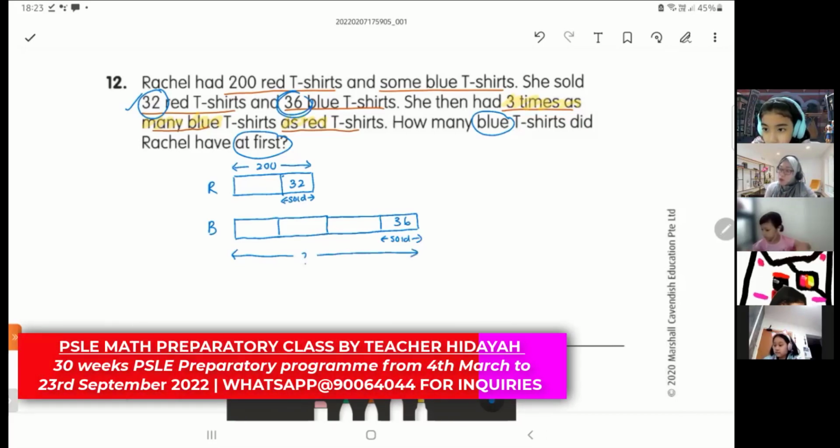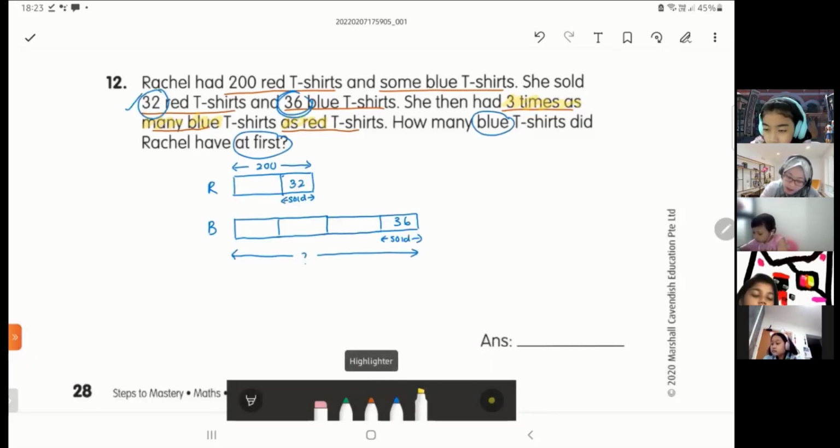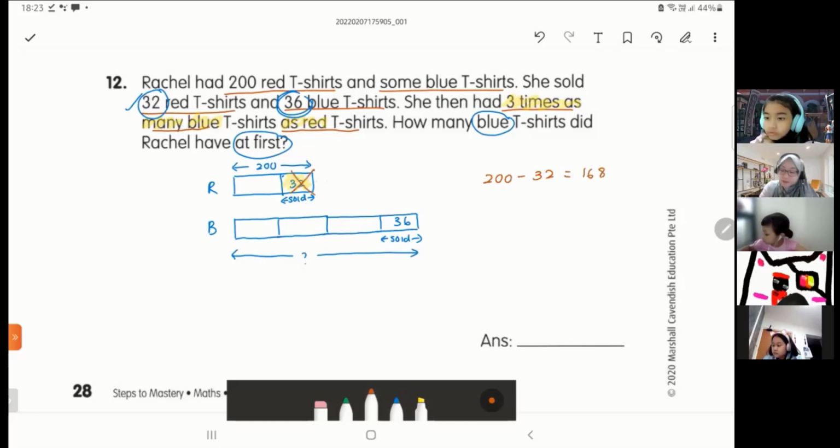Okay. So right now, this is the sold part here, right? So what must I do? I must take away 200 minus 32 because I sold. Sold means minus. So when you minus, you get 168. So this one is out already. Okay, so 168 is my red t-shirts. If this is 168, this is one unit. This is also one unit, so this is also 168. The next one here is also 168. The next one here is also 168. And then you have 36. So this you can find first, and then you add in your 36.